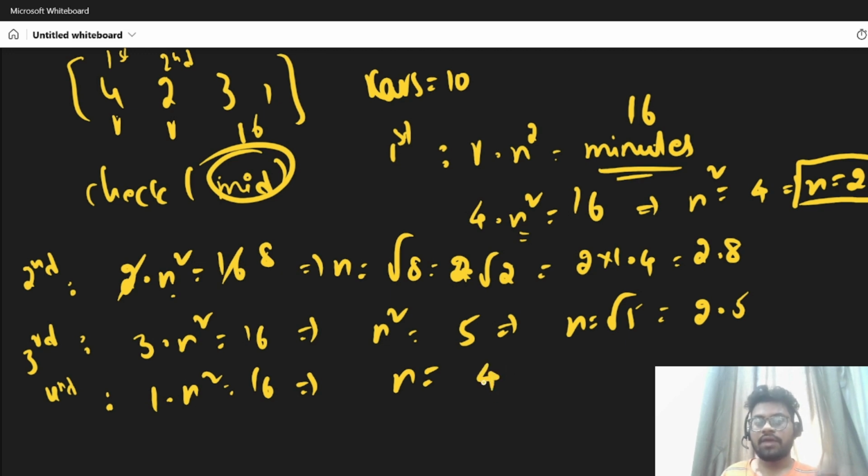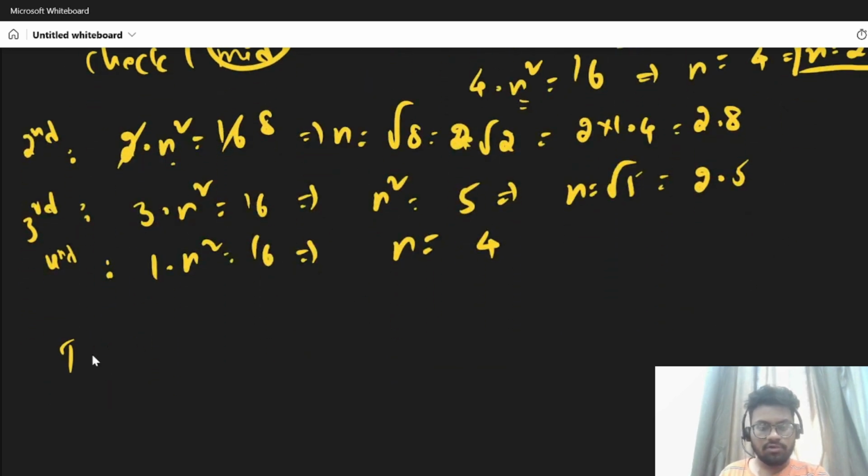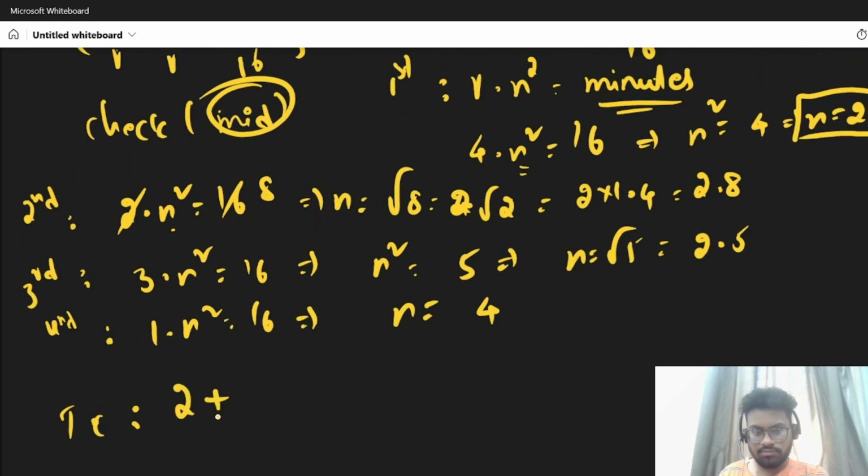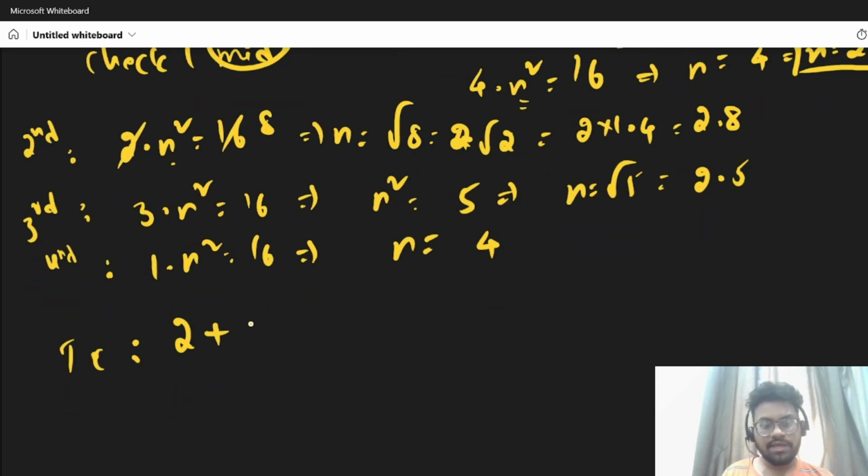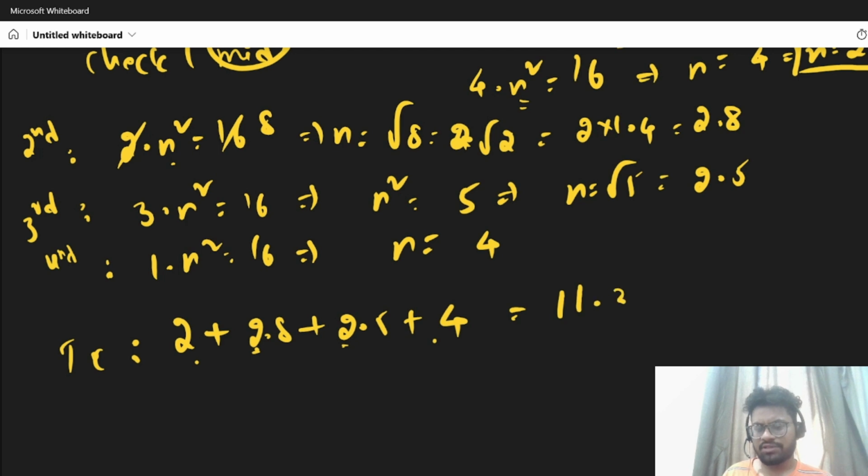So if we add the total number of cars each mechanic is able to repair: the first mechanic can repair 2 cars, plus the second mechanic 2.8 something, and the third mechanic 2.5 something, and the fourth mechanic 4. So that is 2, 2, 4, 5, 6, 10, and it gives you around 11.3 something, right?